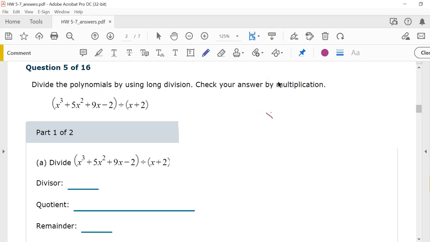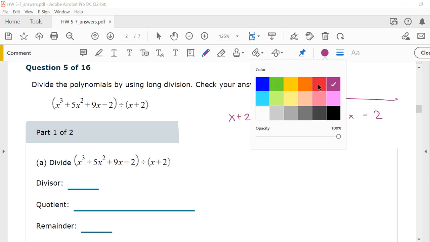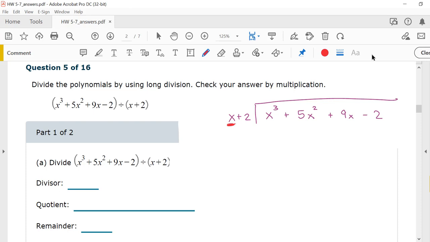Okay, x cubed plus 5x squared plus 9x minus 2 divided by x plus 2. Okay, I'm only going to look at the x. X times what gives me x cubed? And the answer is x squared. Okay, I'm going to take x squared and multiply it by x plus 2.